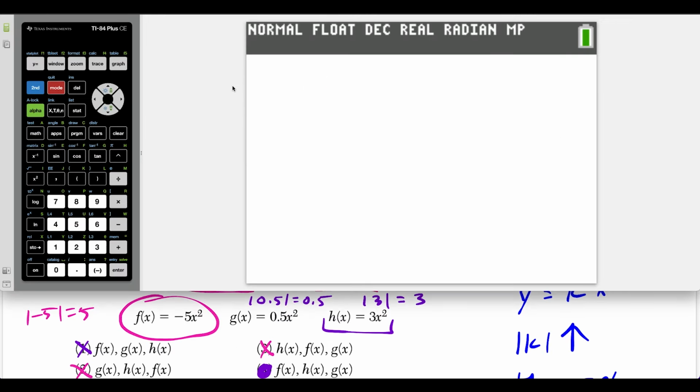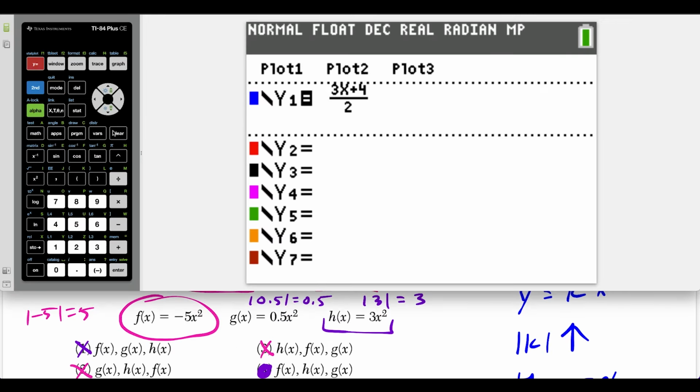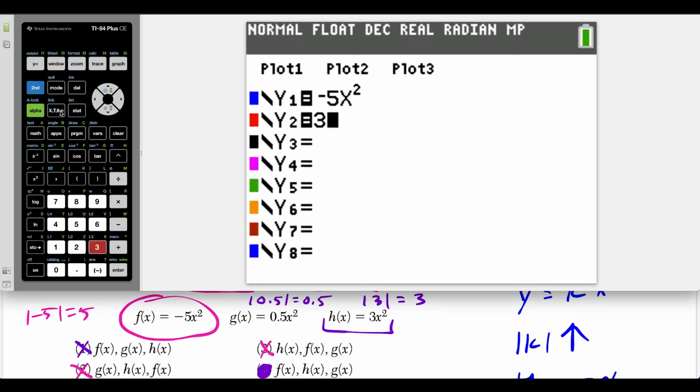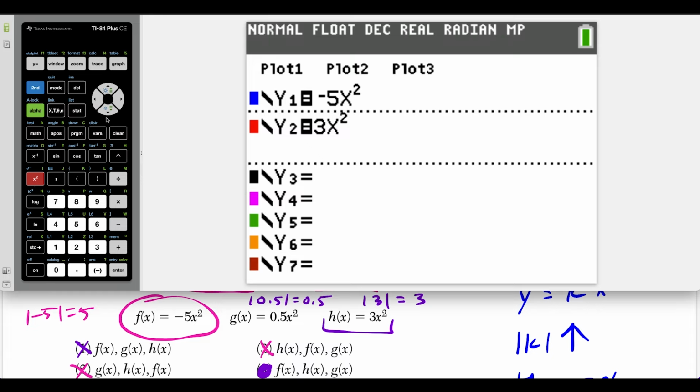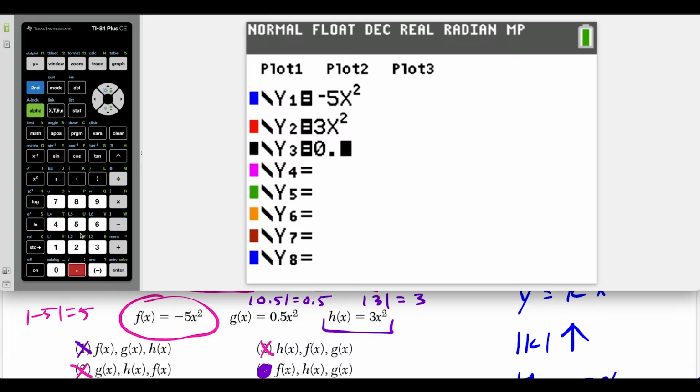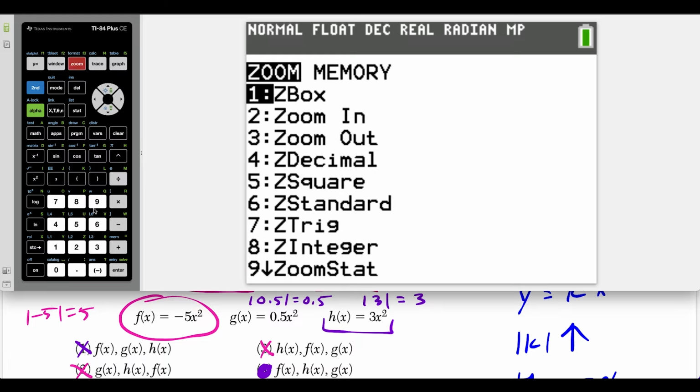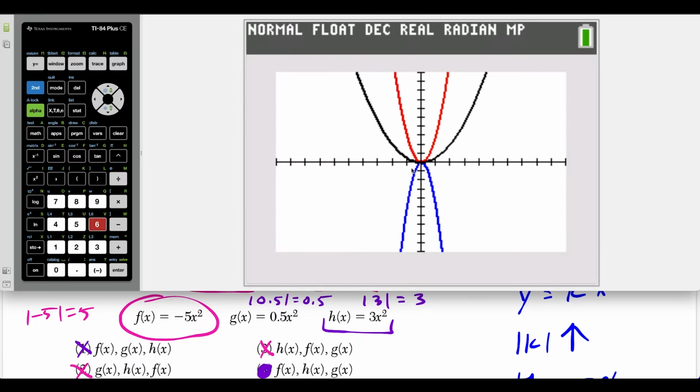But let's be real. On test day, you might be really anxious. You might be checking things like 1 plus 1 is still equal to 2. So if you really want to be safe here, just type them in the order you think they're most narrow. If I write -5x squared first, and then next we said 3x squared, and then last we said 0.5x squared, and we graph all three of these, I'm going to press zoom 6 just to make sure everything's in standard form here. And notice here that the blue one is definitely more narrow than the red one, and the red one is more narrow than the black one here. So this is the correct order.